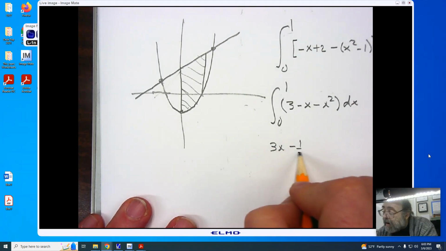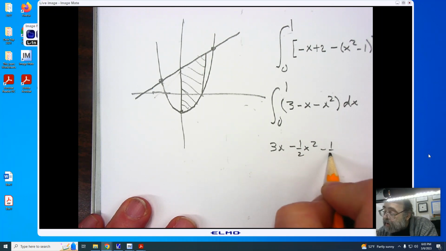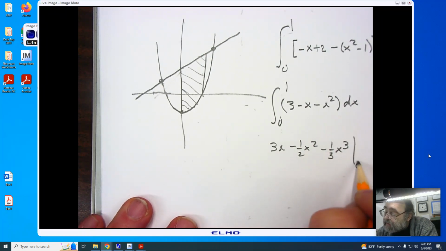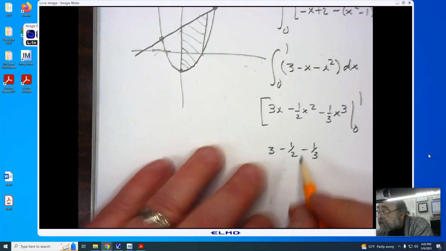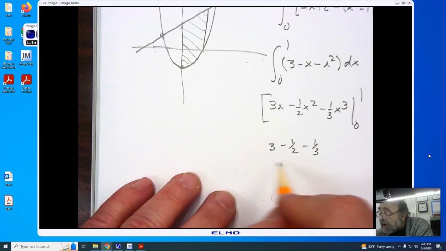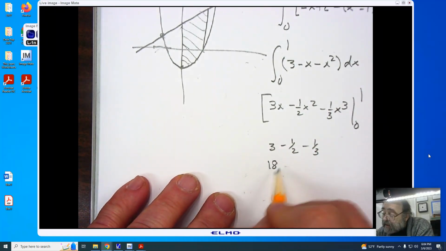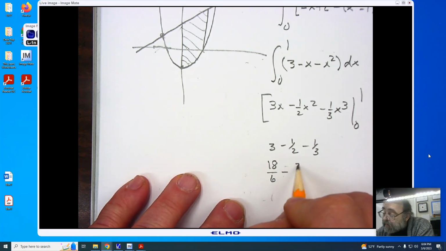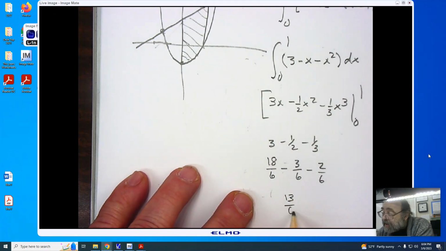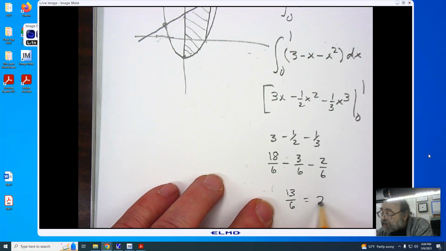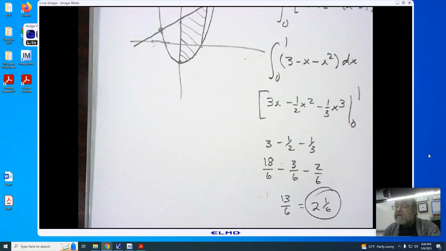3x minus 1/2 x squared minus 1/3 x cubed from 0 to 1. And as I do this, I have 3 minus 1/2 minus 1/3. The 0 causes everything to go away, so I have 18 sixths minus 3 sixths minus 2 sixths, and this is now giving me 13 sixths, which is the same as 2 and 1/6. And there is my answer for number 17.